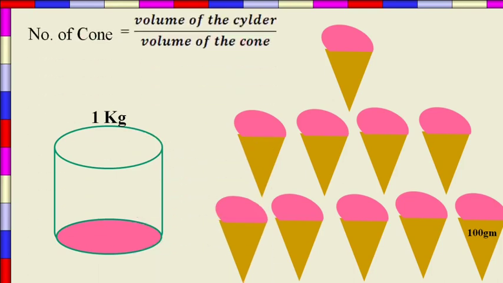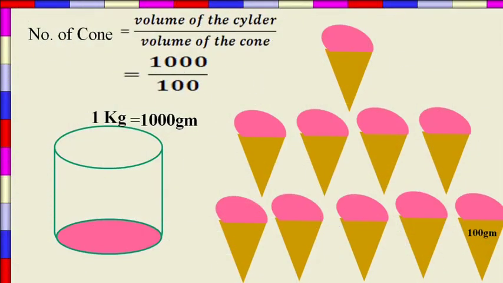So here, what am I doing? Number of cones is equal to volume of this cylinder, that is the container, which is 1 kg, 1000 grams, divided by volume of the cone, which is 100 grams. So if I divide 1000 grams, that is volume of the cylinder, by 100 grams, that is volume of one cone, I will get 10, that is number of cones.